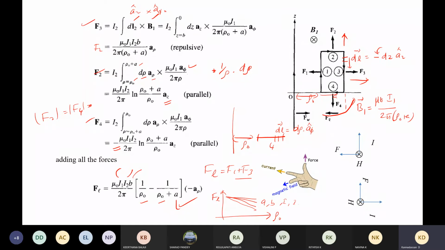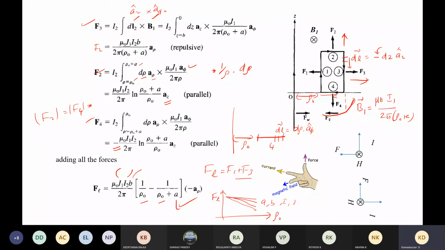It is quite visible. So this is how you have to calculate the force acted upon a particular loop, or a particular line, or you can even calculate for a particular area, for a surface current. All the way you can easily calculate it.